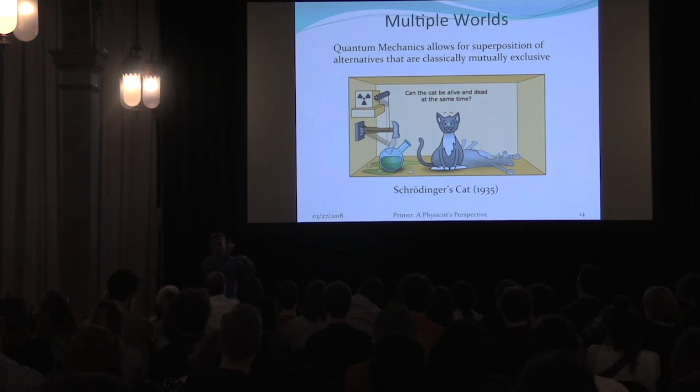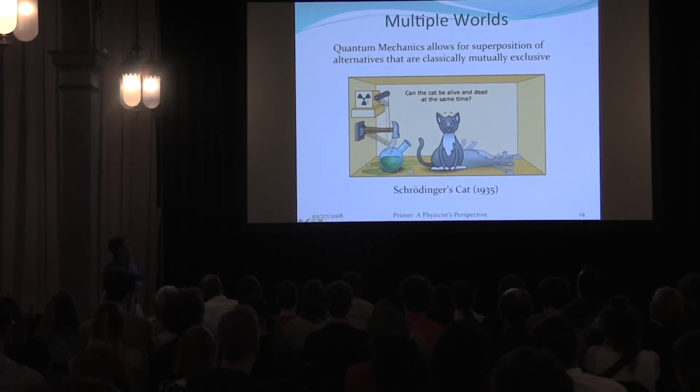Everything can be a superposition of up and down. But then more interestingly, Schrodinger in the 1930s, a quantum physicist, came up with this example, which involves a cat in a box. Schrodinger's cat. And the way it works is as follows.